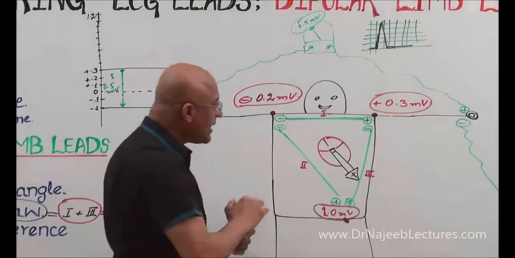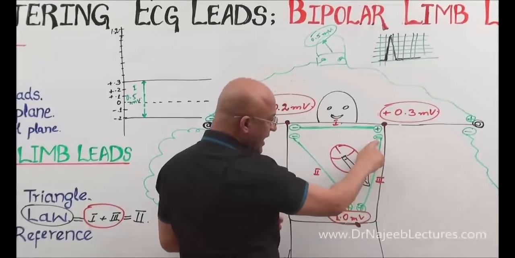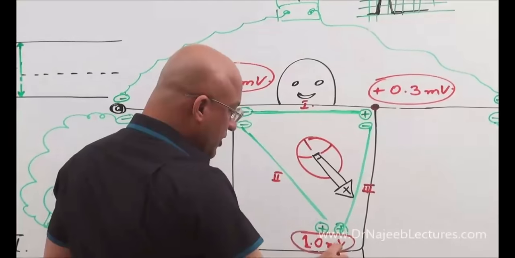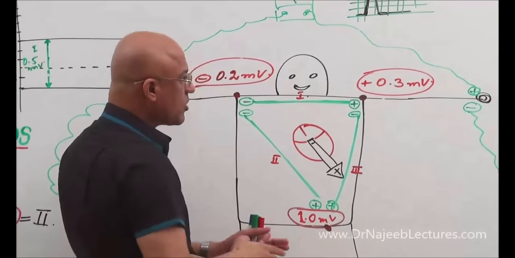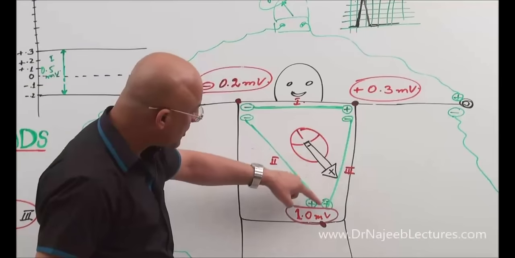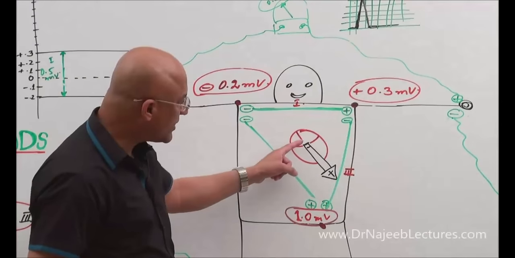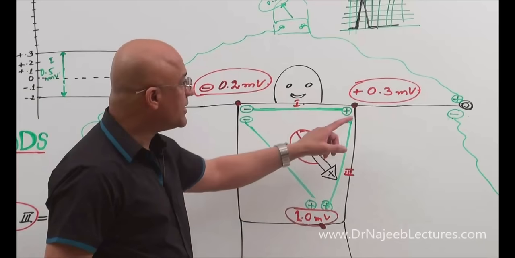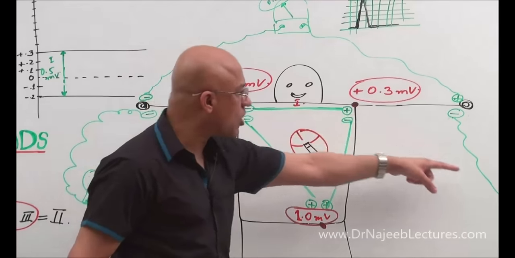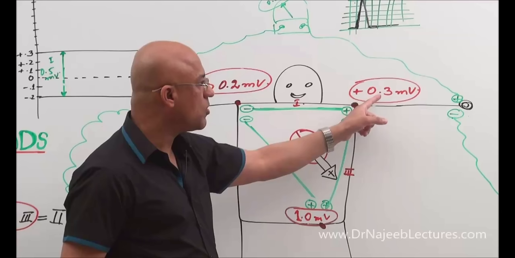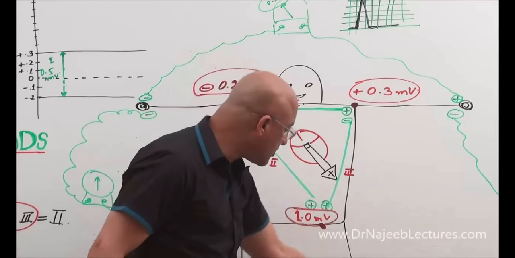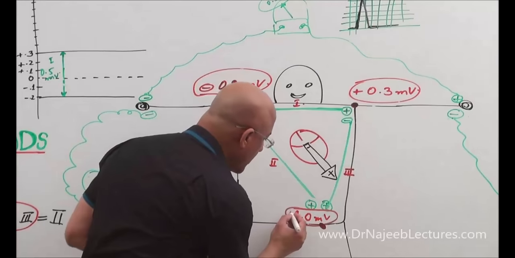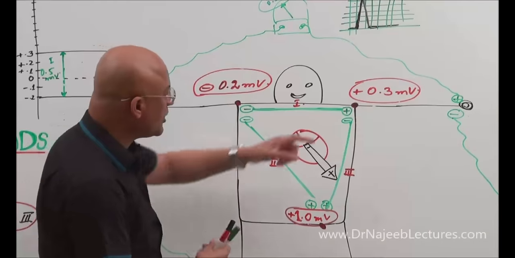Now you will tell me, lead number three, here the negative electrode is at which position? Plus 0.3. And positive electrode is at 1.0. Okay, again, this is lead number 3, right? When this vector is generated in the heart, the negative electrode is recording plus 0.3 millivolt, and the positive pole is recording plus 1.0 millivolt. Now, what is the difference in these two?